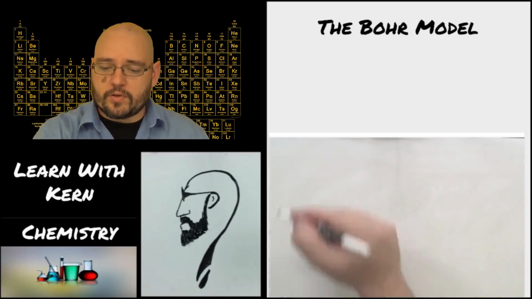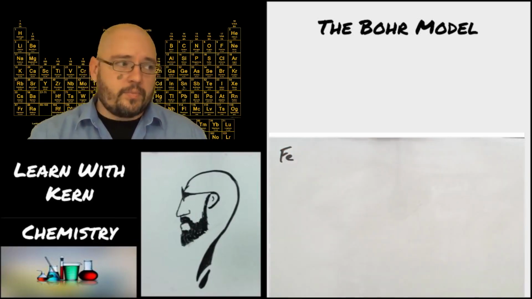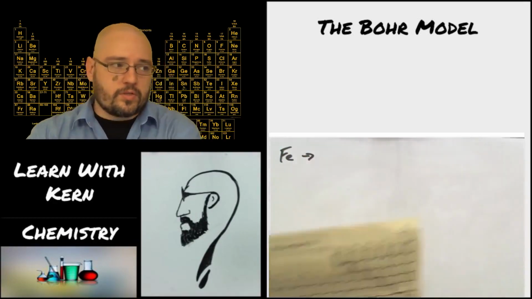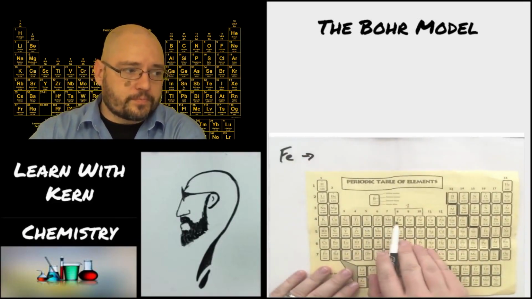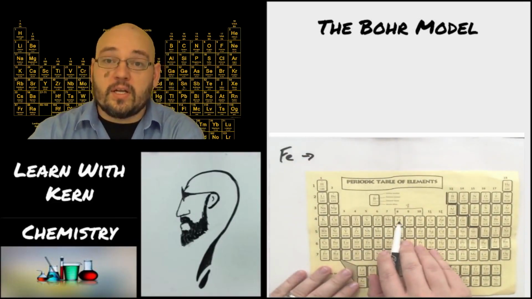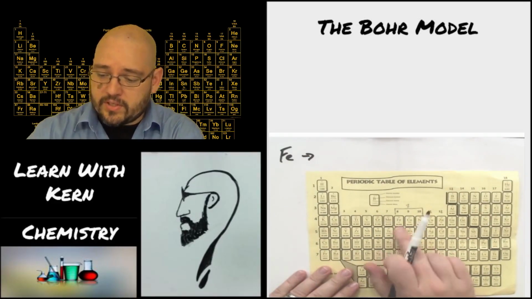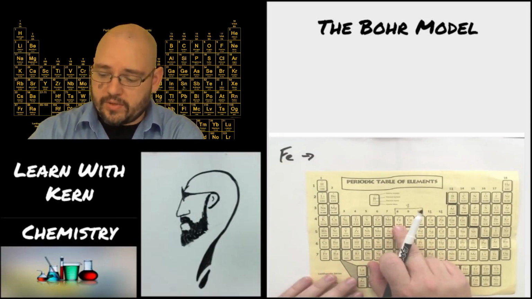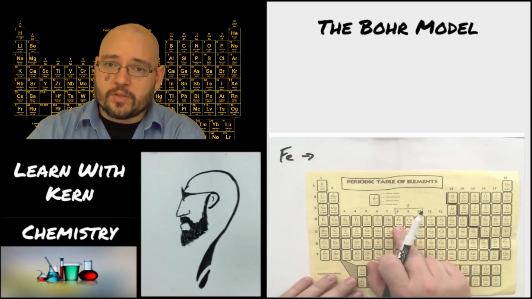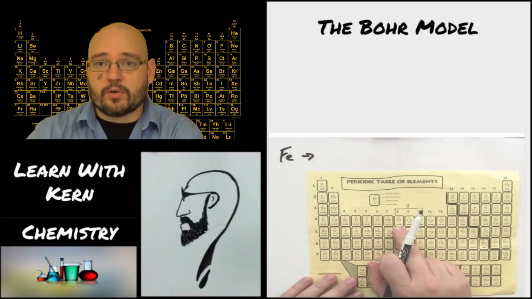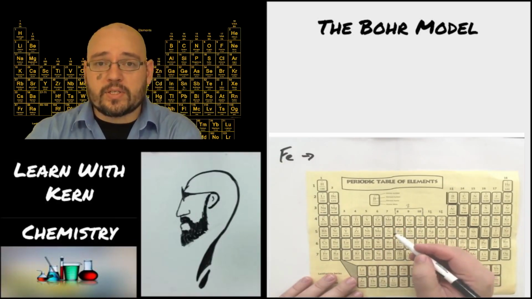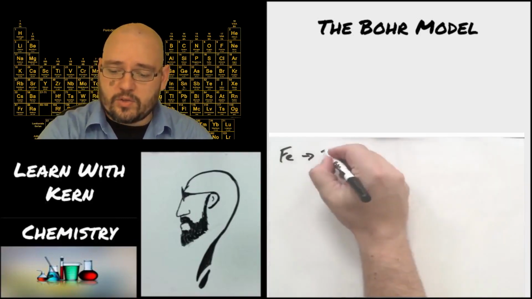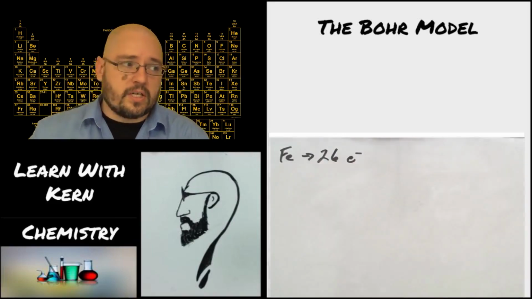So to do that, first I have iron. Iron has 26 electrons. We know it has 26 because the atom has the same number of electrons as protons. It's not an ion. We're dealing with the iron atom. So the proton number and the electron number are the same. It's element number 26, so therefore it has 26 electrons. So we know that we have 26 electrons to deal with.